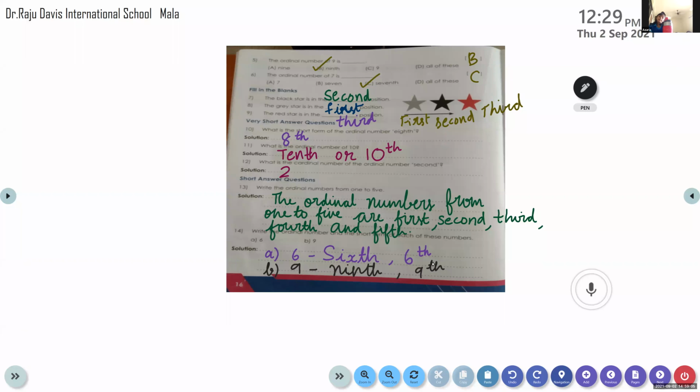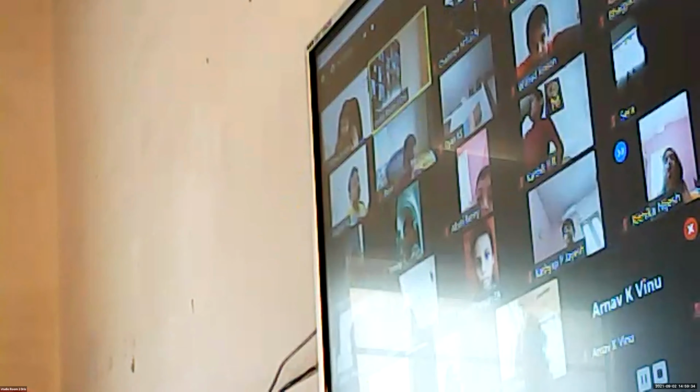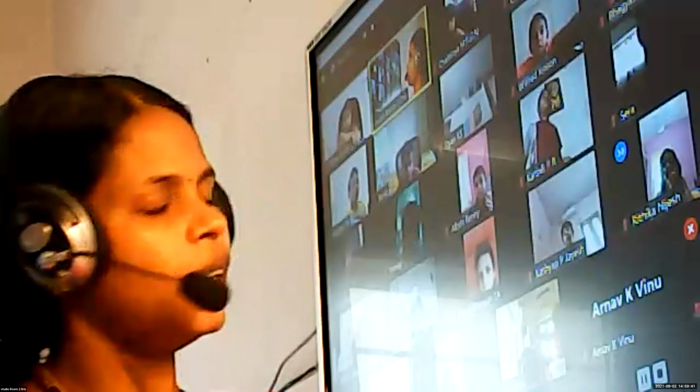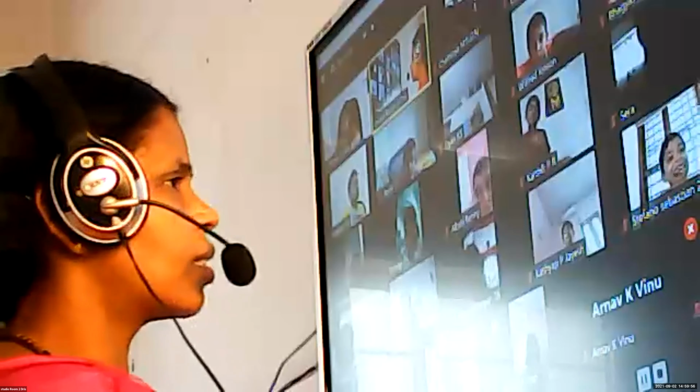Now, one more question. What is the position of H in elephant? It is fifth. The position of H in elephant is fifth. What is the position of Y in monkey? Sixth. Very good. It is sixth.